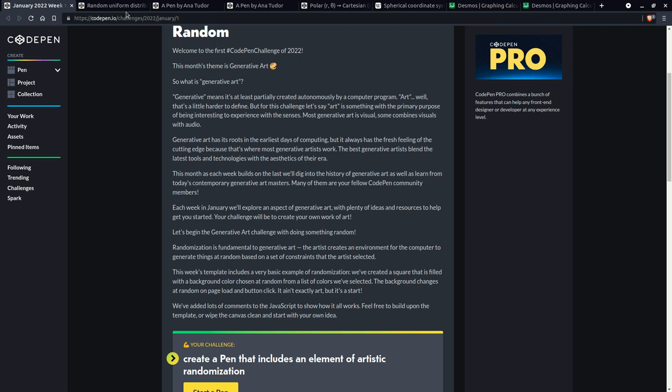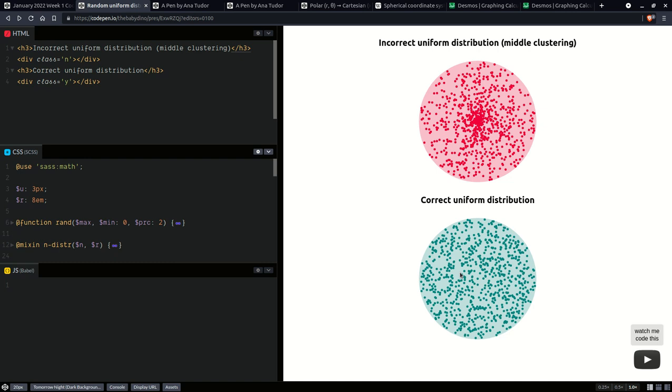Hi, today I'll be coding something else for the random stuff CodePen challenge. Last time I coded a random uniform distribution of dots all across the surface of a disk, as you see right here. That included how to avoid a common mistake that results in middle clustering, as you see right here.